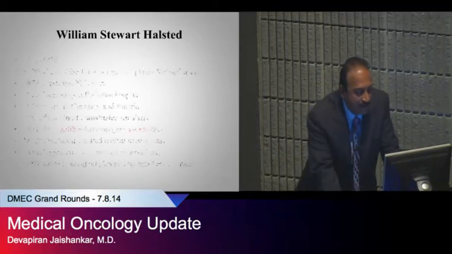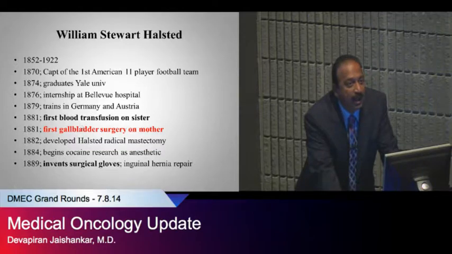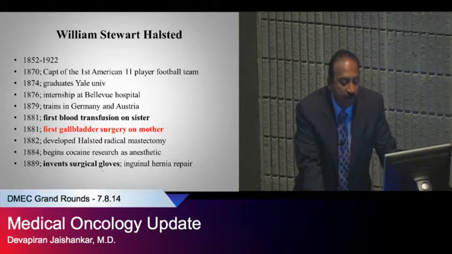And there he is. Internship at Bellevue, trained in Germany and Austria, known for the first blood transfusion, and he did this on his sister. She had postpartum hemorrhage. And this is 1881, before Landsteiner and before we had ABO blood typing in groups. The first gallbladder surgery on his mother, obviously known for the Halstead radical mastectomy, invented the surgical gloves as well as a technique for inguinal hernia repair.